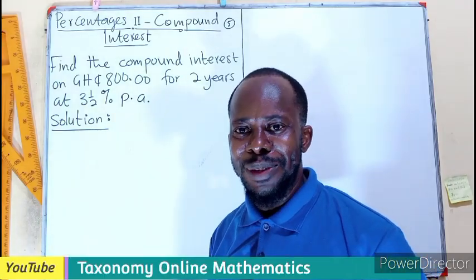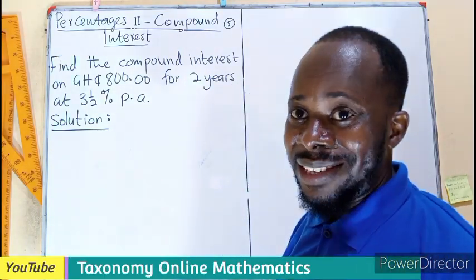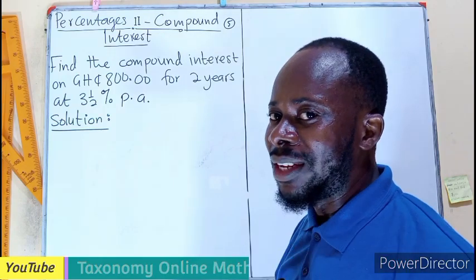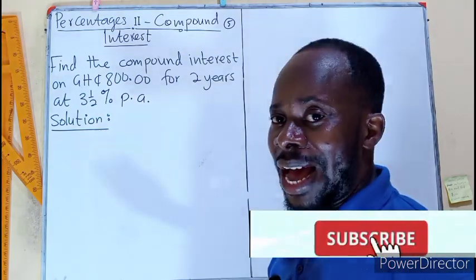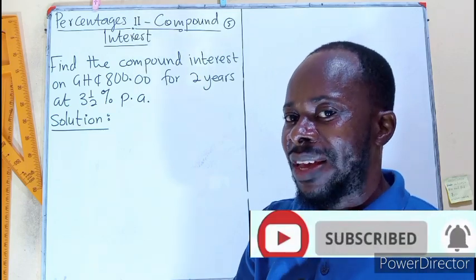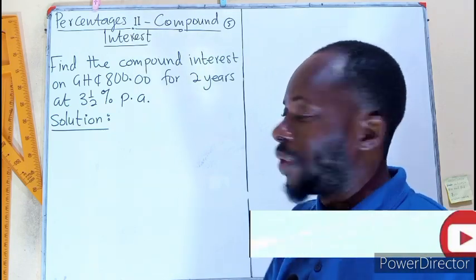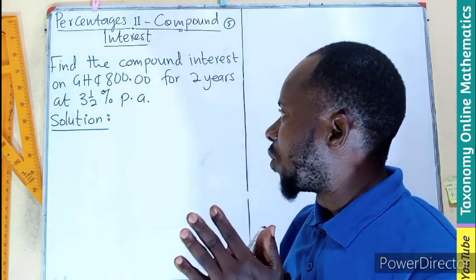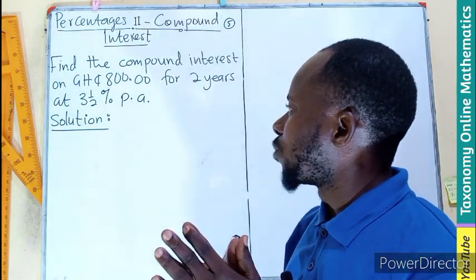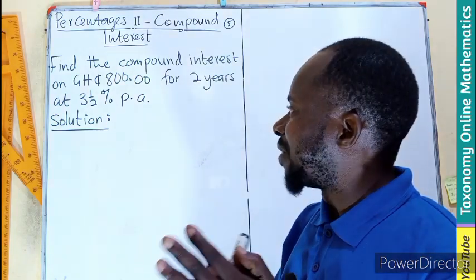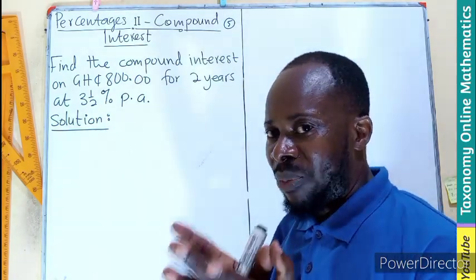Hello, welcome. Episode 5 of the series on compound interest. Here we are going to use one of the methods we discussed in the first 3 episodes, which is the formula method. We have to find the compound interest on 800 Ghana cedis for 2 years at the rate of 3.5% per annum, PA per annum.